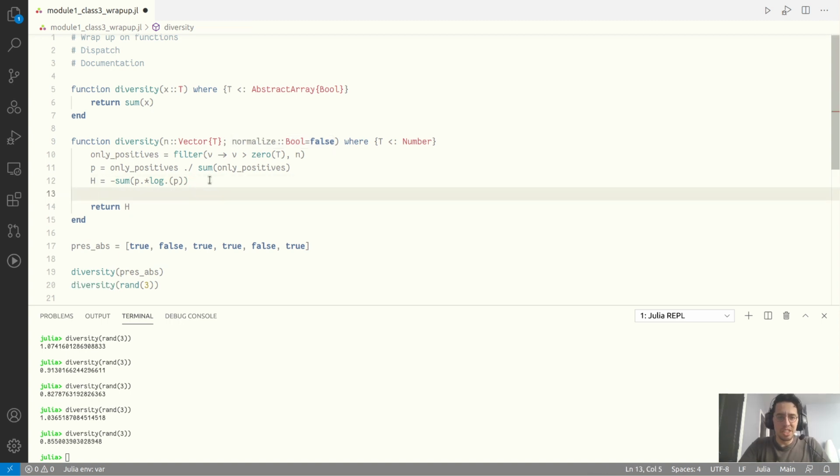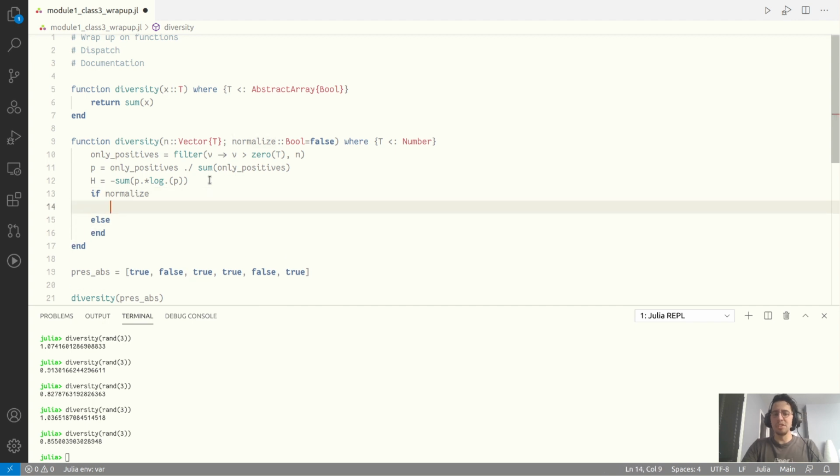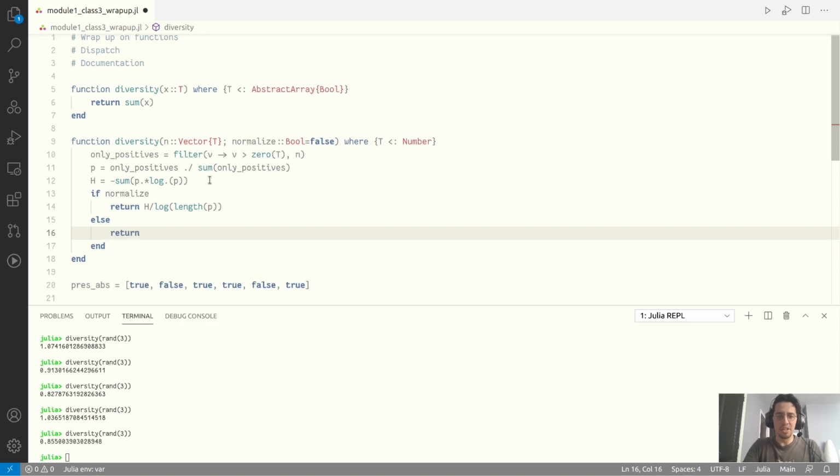So we have the value of H here. And so what we can do is, if normalize is true, we are going to return H divided by the log of the number of species, and the number of species is the length of p. Because we have removed the species that are either negative or not present. We're going to return that and be very explicit. And then we are going to return H if normalize is false.